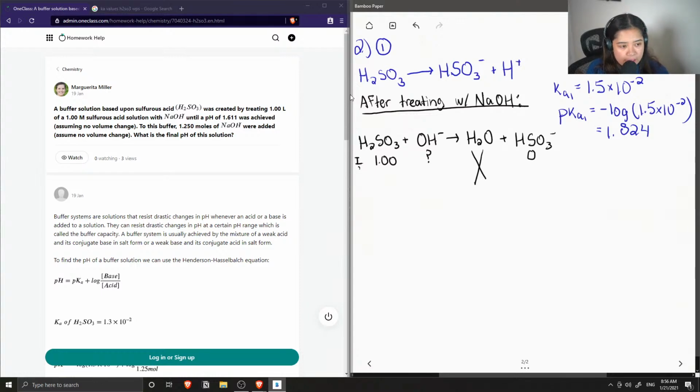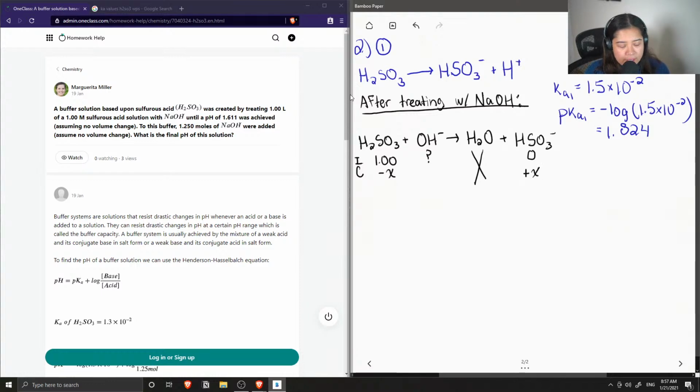So now the change will be negative X for H2SO3, and the change for the hydroxide will be however many moles of the sodium hydroxide was added. So we don't know how much was added, but we can say that the change for HSO3 minus is plus X.